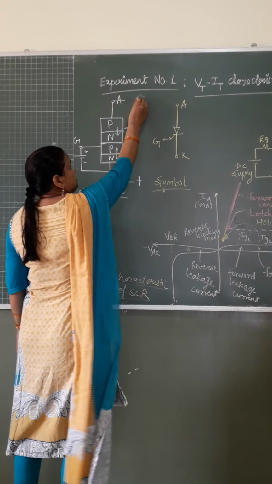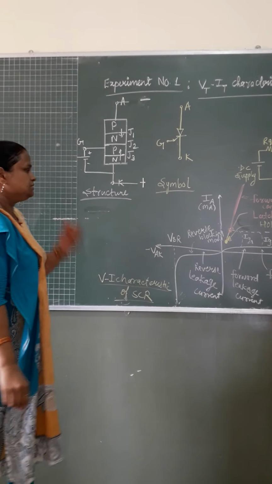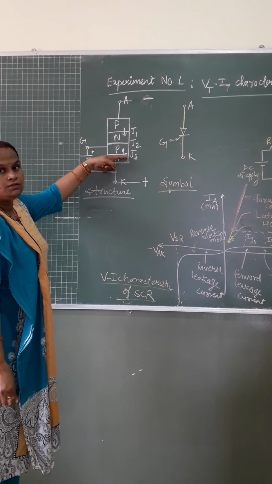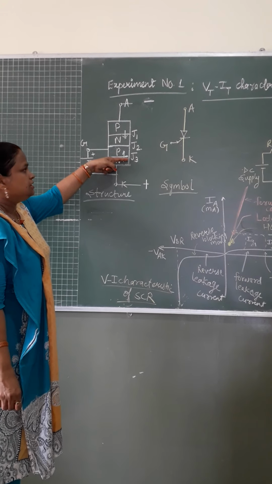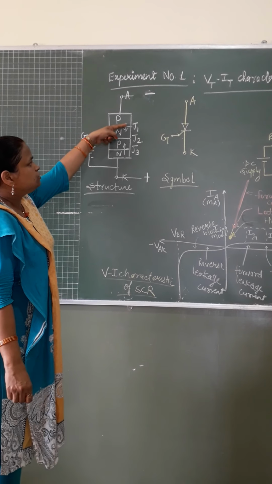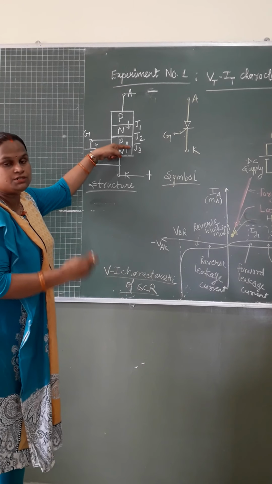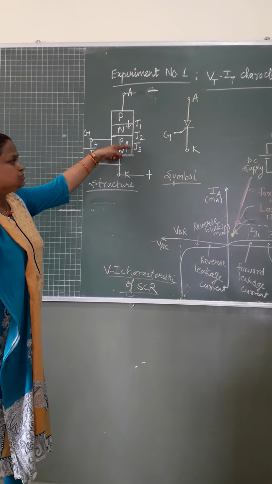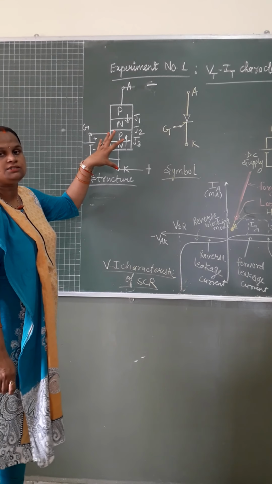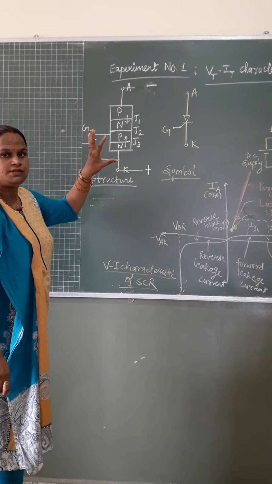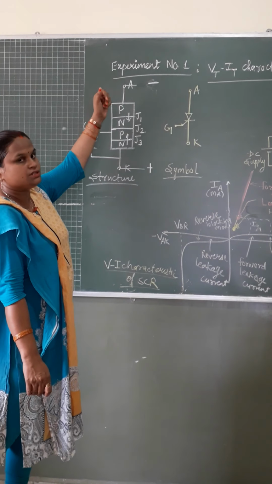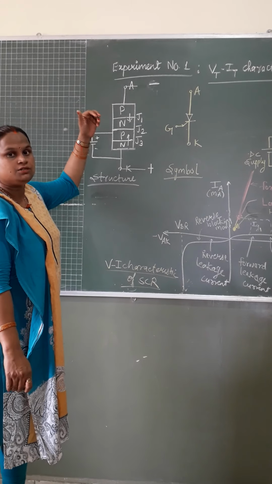Let us reverse the signal. Now cathode is positive with respect to anode. What happens? J1 and J3 will be in reverse bias condition, and J2 will be in forward bias condition. So now you need to break J1 and J3 to bring the device into conducting state. That means it can naturally block the reverse voltage. So this blocking state is termed the reverse blocking state of SCR. This is how the structure operates when you give a positive signal to anode and a negative signal to anode.